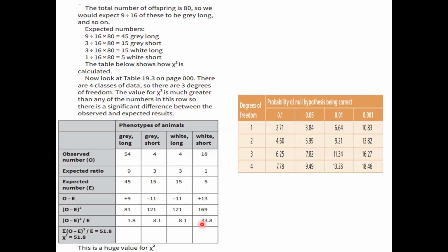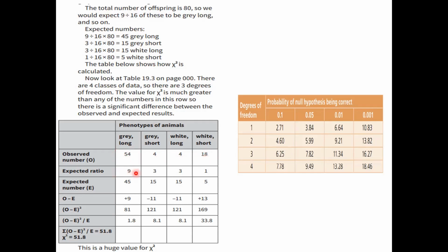And this is one more example. So here you see, again, they're saying there are 80 offspring. Okay, and these are the expected numbers using the same ratios. Again, for a dihybrid cross, 9:3:3:1. So they have worked out the expected numbers. This is what they're expecting: 45 gray long, 15 gray short, 15 white long, 5 white short. But these are the observed results that they are getting. Gray long 54, gray short 4, white long 4, white short 18. This is the observed result.